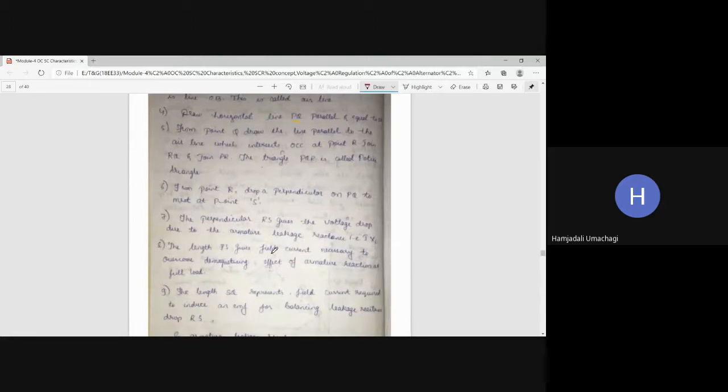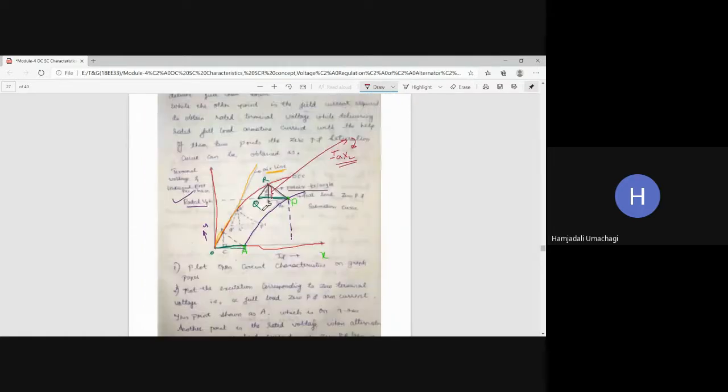After seeing the length of RS, the next step is, from the triangle you need to extract information. This PQR triangle, which we call the Potier triangle, will be helpful for providing the information necessary to calculate the voltage regulation. So the length of RS gives the voltage drop due to armature leakage reactance, Ia into XL. The length of RS multiplied by the voltage scale, that is, whatever the 1 centimeter information of this Y axis, gives you the Ia into XL information.